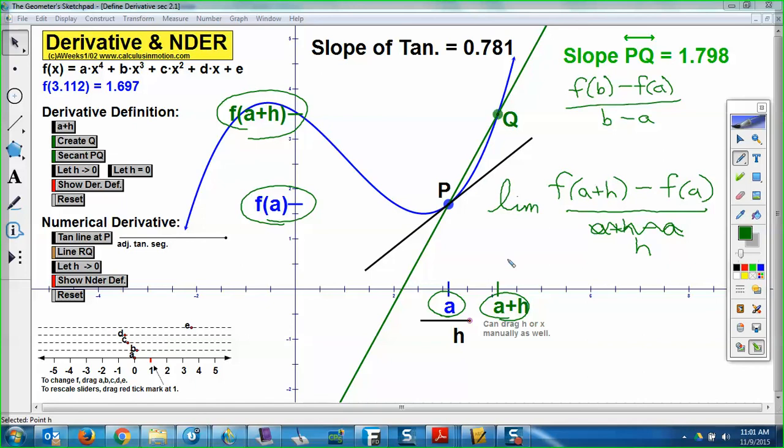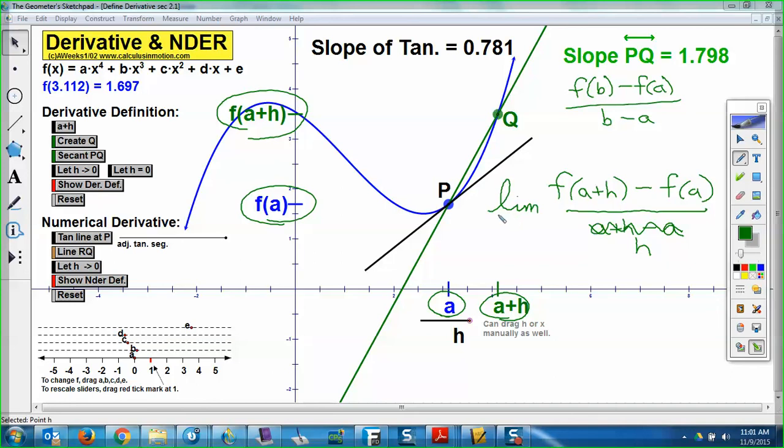LIM stands for limit. This is the notation we're going to use. What do we want to happen? We want the 2 points to become 1. The problem is we can't do slope with 1. So we're not going to let it actually become 1 point, but get closer and closer and closer. That's what a limit is. You're going to get closer and closer and closer.